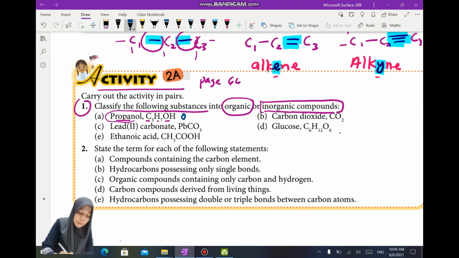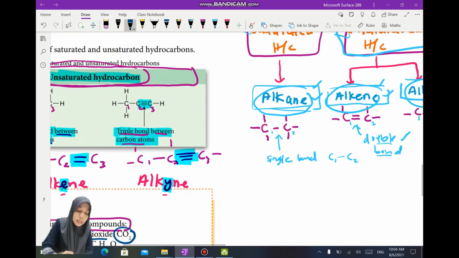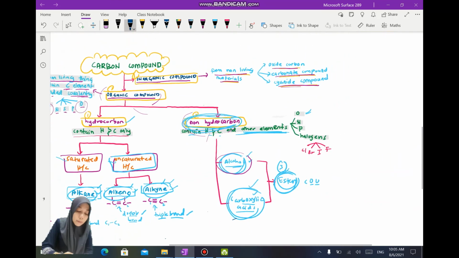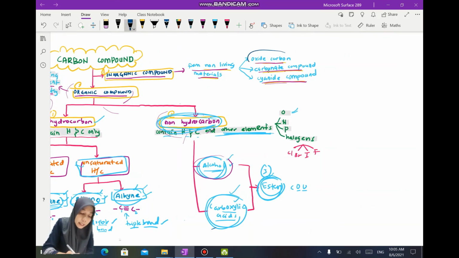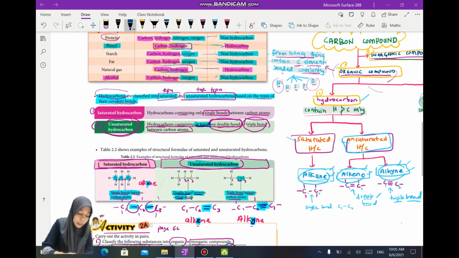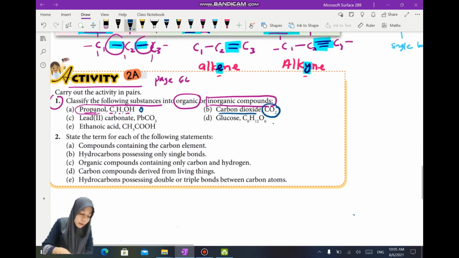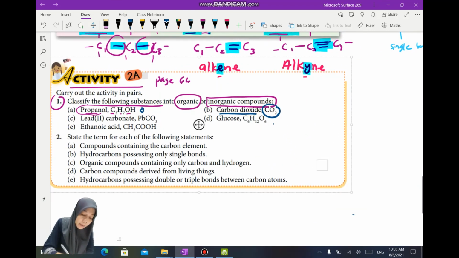And then B, carbon dioxide. Carbon dioxide, CO2. Is it organic compound or inorganic compound? Kita tengok carbon dioxide. Carbon dioxide merupakan oxide carbon. So, it's berada di bawah inorganic compound. So, carbon dioxide teacher wakilkan sebagai I.